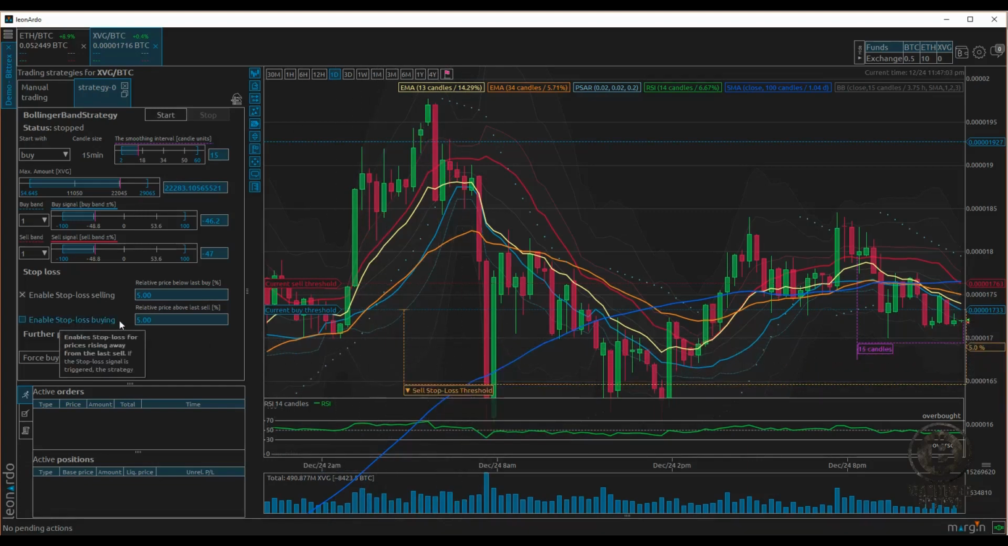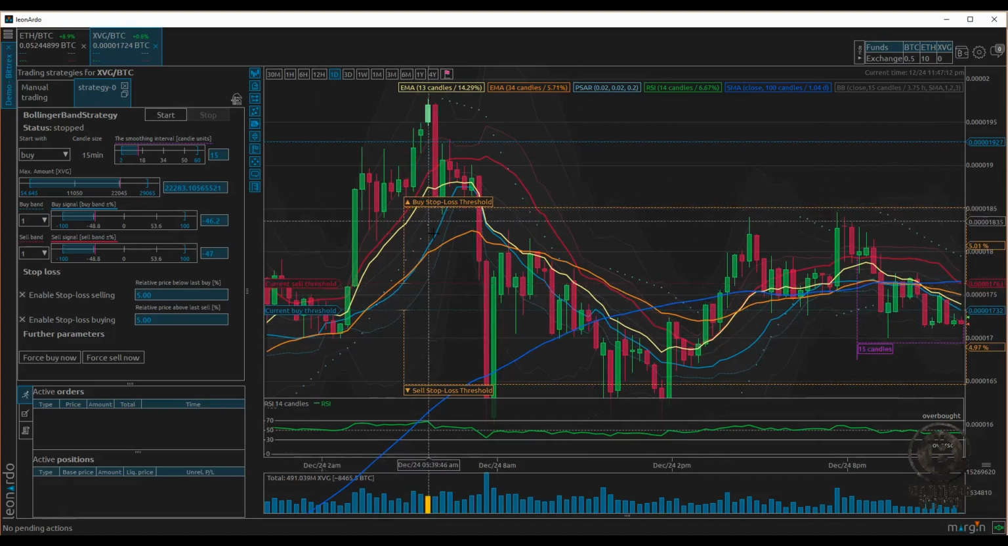And he also has a stop loss buying, which is a weird one, but it's there as well. So what this means is that if the price goes above the stop loss threshold here, it will basically buy at this price and then just stop. I'm not sure what the idea is behind this, so I would not use it anyway.